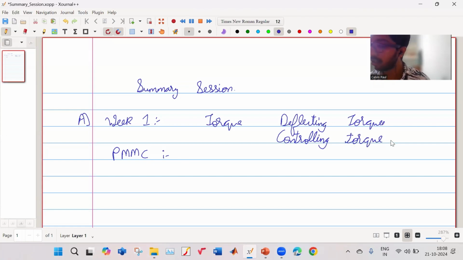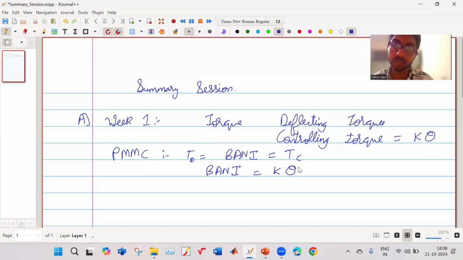So controlling torque is mainly from the spring, and that is given by K into theta. K is the spring constant. Deflecting torque will change depending on the instrument. So for the PMMC, the deflecting torque is given by BANI. In steady state, that should be equal to the controlling torque. So you get the formula BANI is equal to K into theta. This is the formula which you have to use.